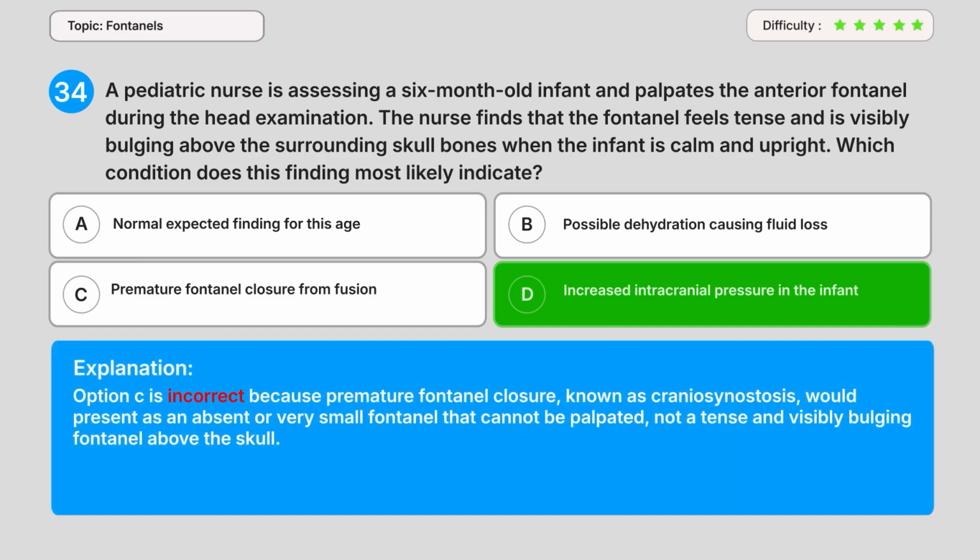Option C is incorrect because premature fontanelle closure, known as craniosynostosis, would present as an absent or very small fontanelle that cannot be palpated, not a tense and visibly bulging fontanelle above the skull. A 6-month-old infant with a tense, bulging anterior fontanelle while calm and upright. This is a red flag for increased intracranial pressure.